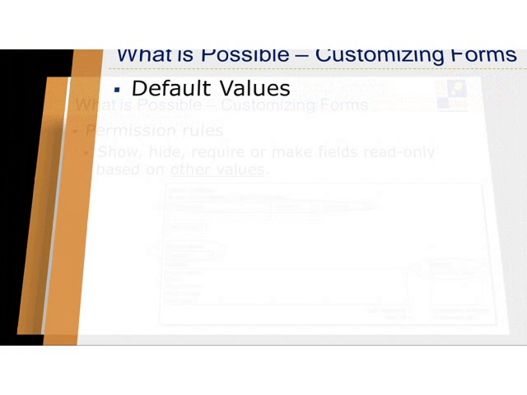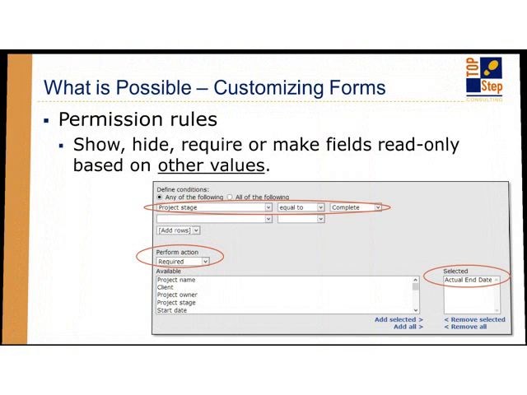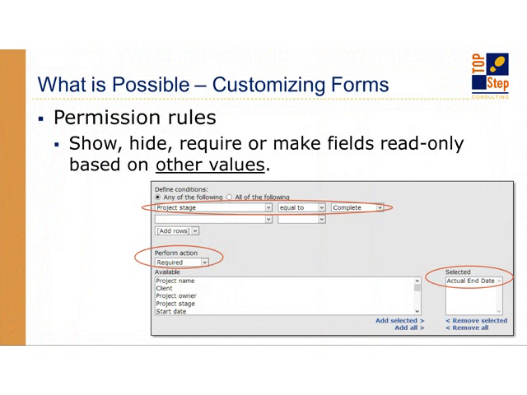Okay, permission rules. So we talked about form permissions, which is really kind of controlling field access by role. This is different. This is field access based on other field values. Okay, so this example shows if the project stage is complete, then require an actual end date field. This is actually a pretty common scenario.